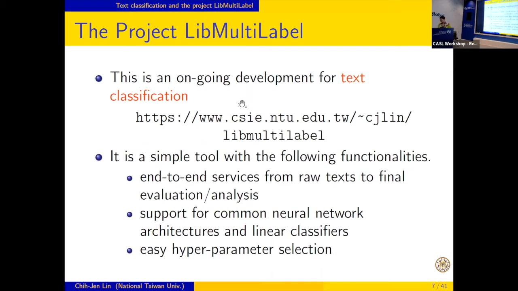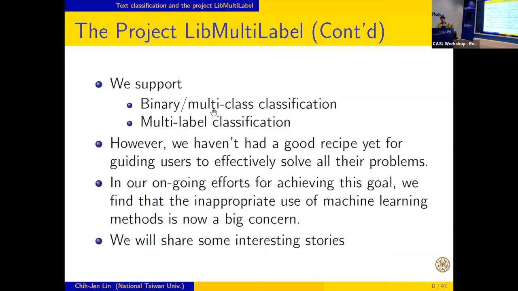So that's the difficulty. But anyway, because of the need for doing some applications, a project called multi-label is under ongoing development by my group. It's a simple tool with the following functionality. We do end-to-end services from raw text until evaluation and analysis. And of course, we support common network architectures as well as conventional ones like linear classifiers. And we support easy hyperparameter selection. Of course, we try to cover both standard binary and multi-class classification as well as multi-label classification.